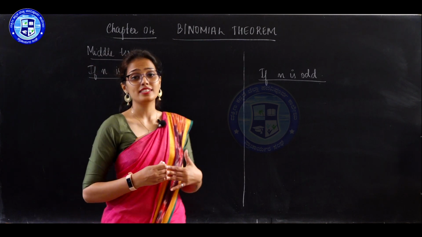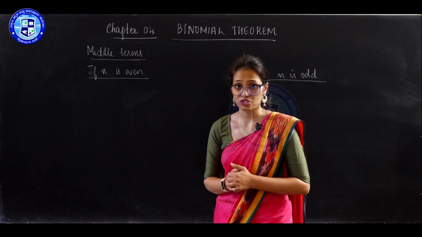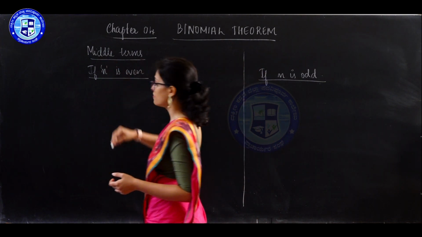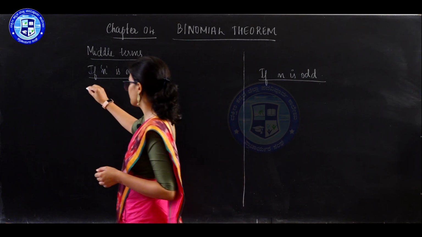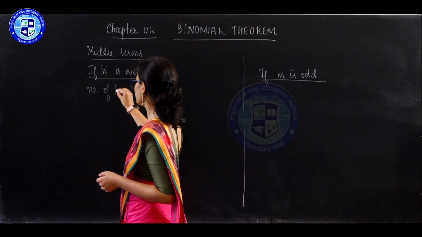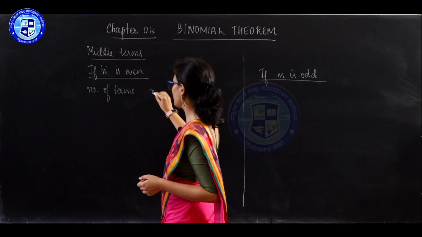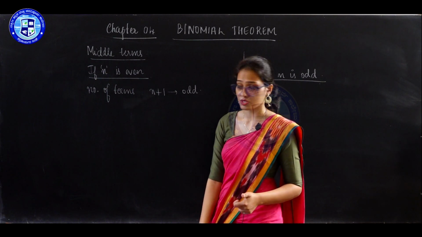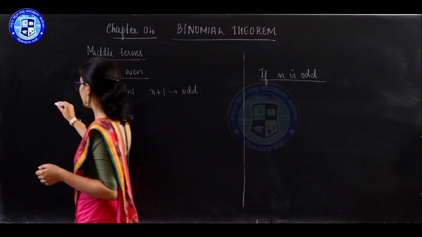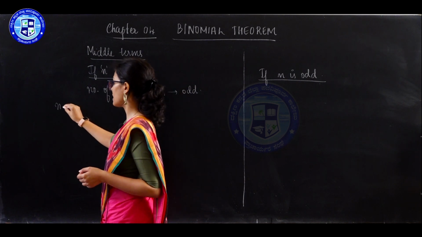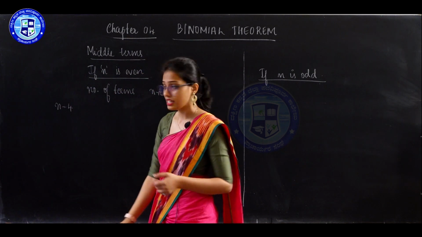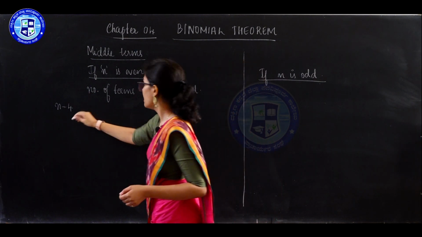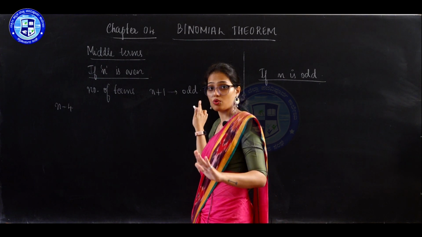Next, let us find the middle term in the binomial expansions. Now, we know that when n, the index n, is even, the number of terms is odd. So, number of terms will be n plus 1, which will be odd. Now, if there are an odd number of terms, let us take an example. If we take n as 4, n is even, correct? Now, we have to find the middle term. There will be n plus 1 number of terms, so 5 terms.